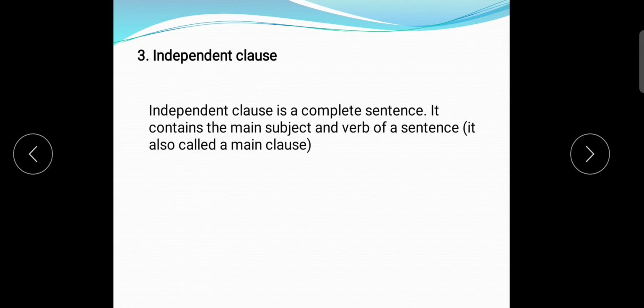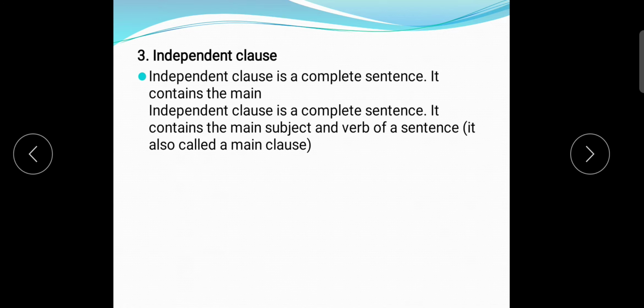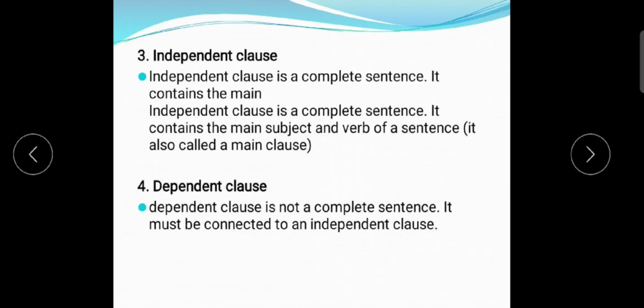The next is independent clause and dependent clause. An independent clause is a complete sentence. It contains the main subject and verb of a sentence. It is also called a main clause. While a dependent clause is not a complete sentence, it must be connected to an independent clause.